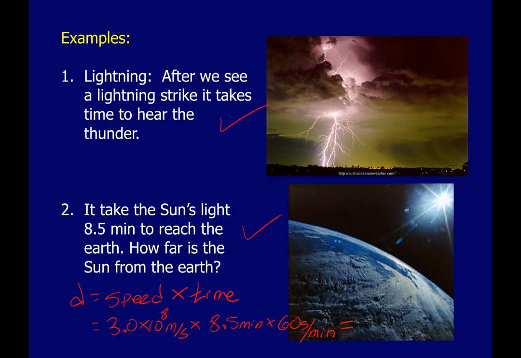300 million, 1, 2, 3, 4, 5, 6, times 8.5 times 60 equals. Well, the answer is this: 1.5 times 10 to the 11 meters. Now, if you don't like meters, that would be the same as 1.5 times 10 to the 8 kilometers. So that's 1 5 and then 7 zeros kilometers. So it's very, very far away.